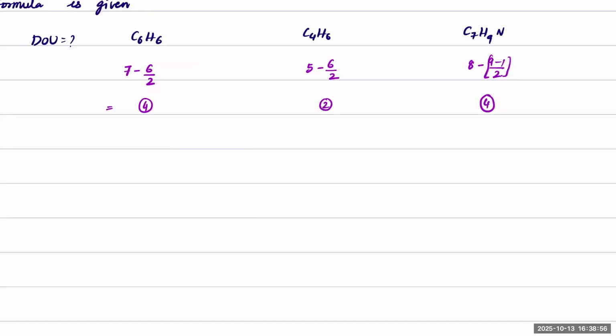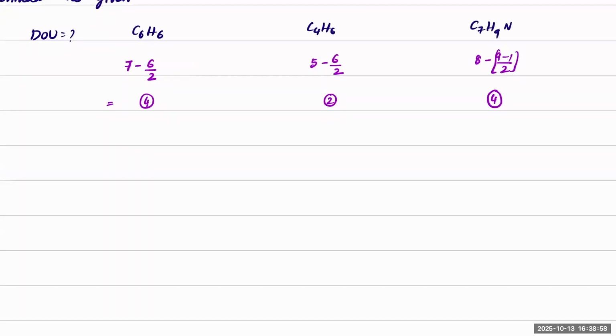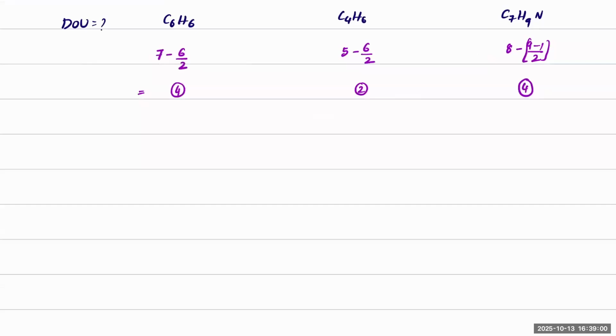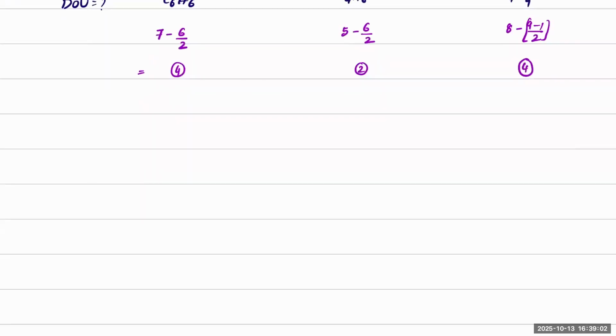Right. So this way you can figure out. Now notice this one. Whenever I have degree of unsaturation as 1, DOU as 1 can be converted as a double bond, or it can be written as cycle, 1 cyclic.